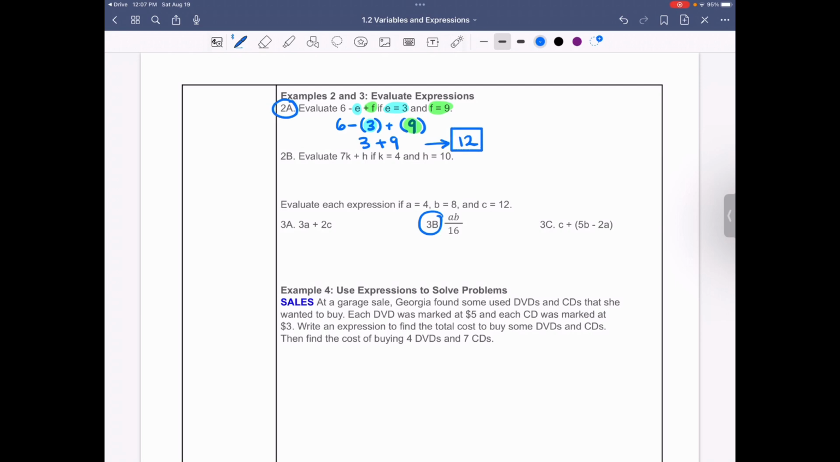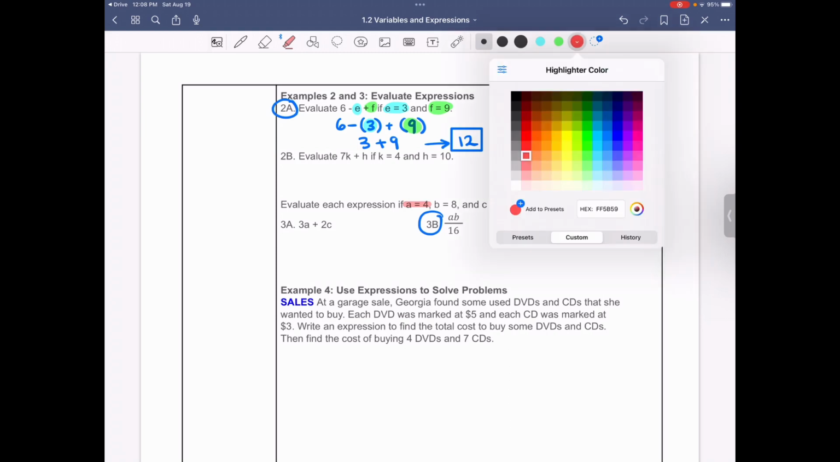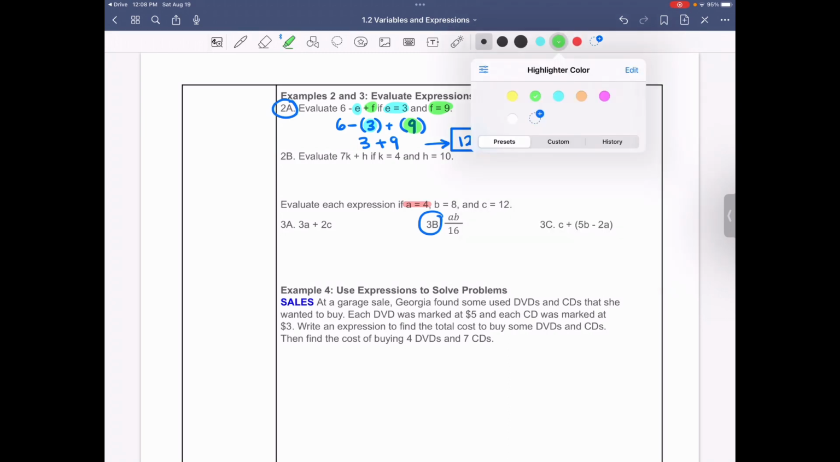Okay, 3B. In 3B, it says evaluate each expression if A equals 4, B equals, let me change my colors. B equals 8, and C equals 12. Okay, so in this case, I have an A and I have a B. So I'm just going to use those numbers.